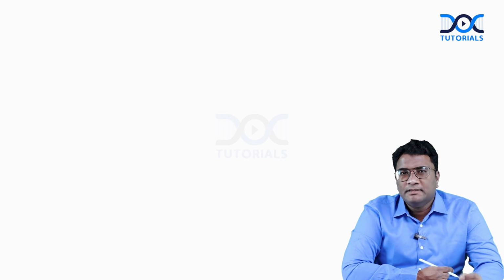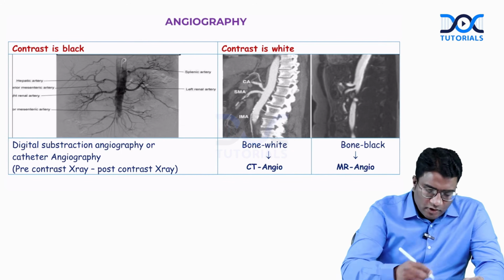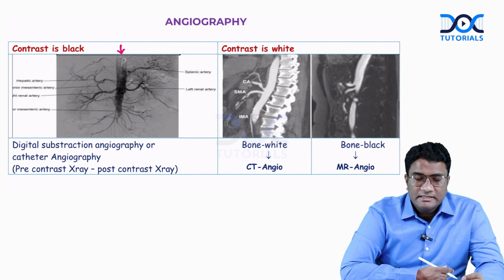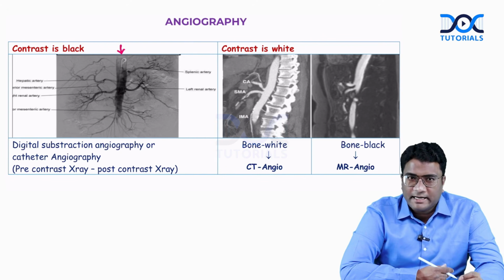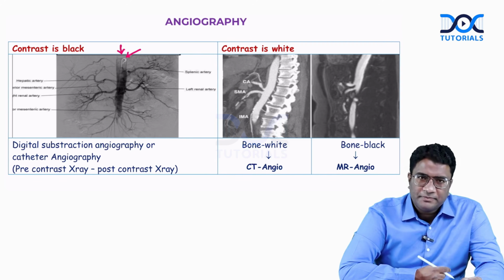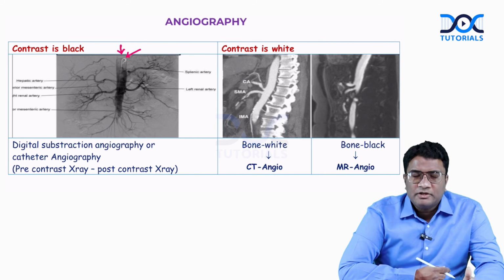Hello friends, in this video we'll study about angiography, that is imaging of the blood vessels. When you're looking at the vessels, if the contrast inside the vessels is appearing dark, that is a digital subtraction angiography or a catheter angiography. I hope you can see there is a catheter inside the aorta and you inject the contrast and take the x-rays here. So basically this is catheter angiography or a digital subtraction angiography.